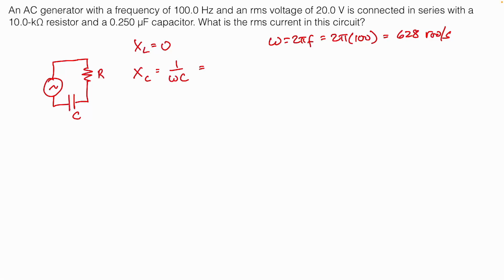So I now need to calculate that. I need to go 1 over 628 times my capacitance. Okay, they gave me the capacitance. I'm going to put 0.25 times 10 to the minus what? 6. Micro means 10 to the minus 6. And this will get me my capacitive reactance.